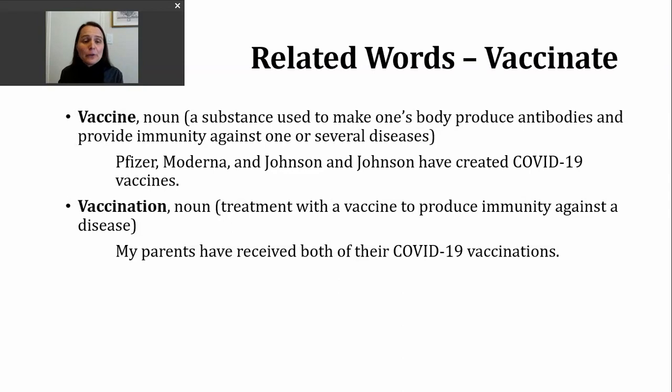Here's an example of this noun in a sentence. My parents have received both of their COVID-19 vaccinations. You probably know or have heard a lot that Pfizer and Moderna require 2 shots or 2 vaccinations in order to produce this high level of immunity or this prevention of catching COVID-19, whereas Johnson & Johnson just requires 1 vaccination.